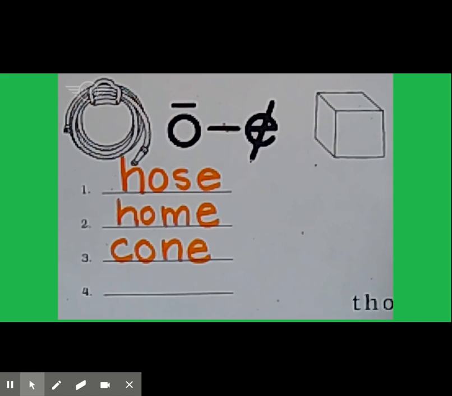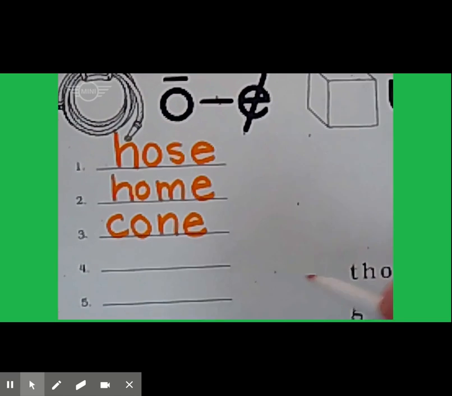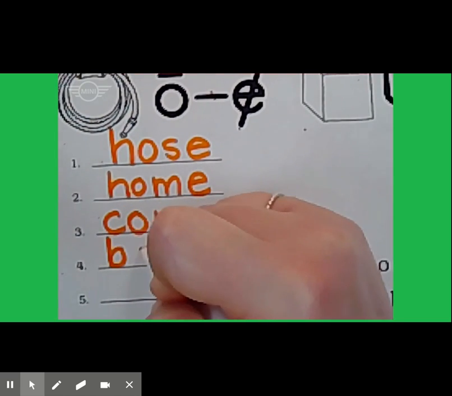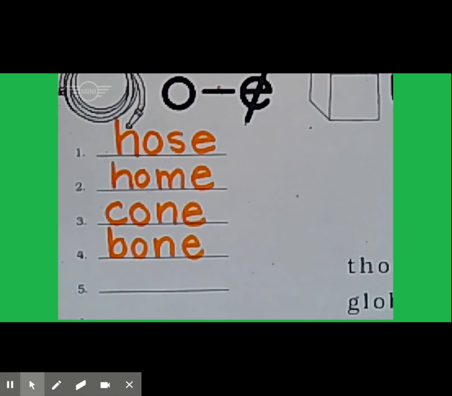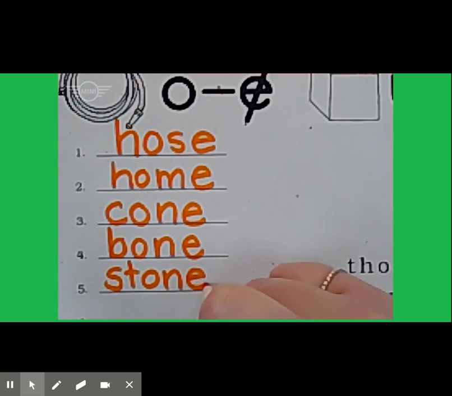Next one, we're going to change the C to a B, to change it to bone. The dog likes to chew on the bone. Next one rhymes with cone and bone. It's stone. That has a blend at the beginning. St.